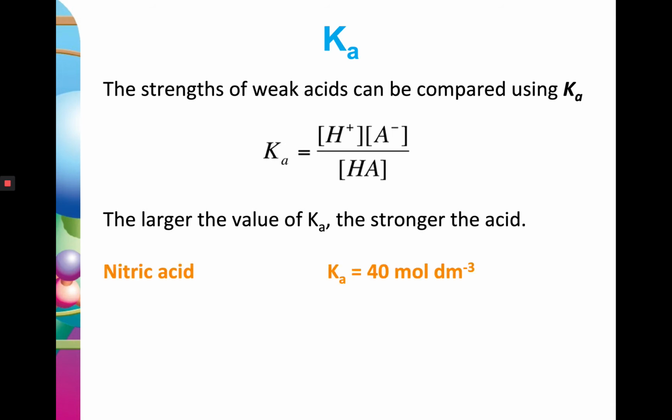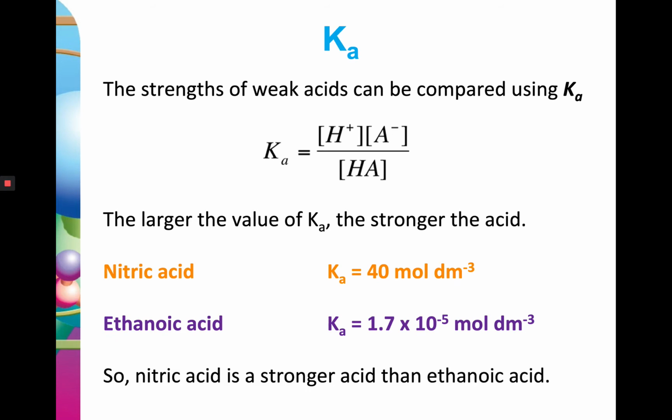So the larger the value of Ka, the stronger the acid. And if we look at a strong acid like nitric acid, it has a Ka value of about 40 moles per decimetre cubed. And if we compare that with ethanoic acid, what we consider a weak acid, we can see that the ethanoic acid value is much, much smaller. So the Ka value shows us very clearly that nitric acid is a much, much stronger acid than ethanoic acid, 10 to the 5 plus times stronger. So that's an easy conclusion to draw, but that's just to remind us about how Ka is a reflection of how strong an acid is.